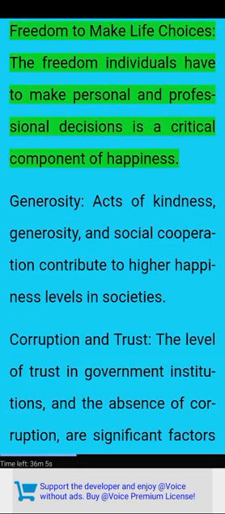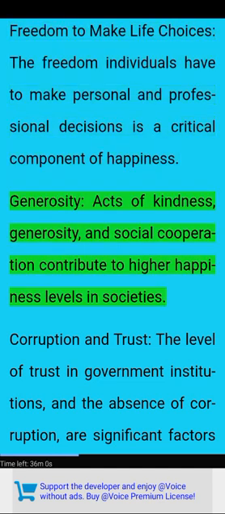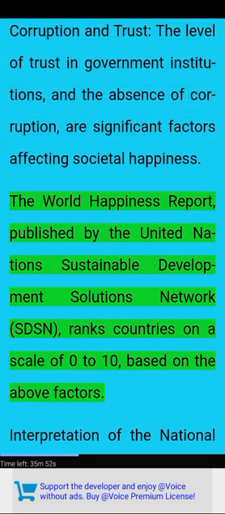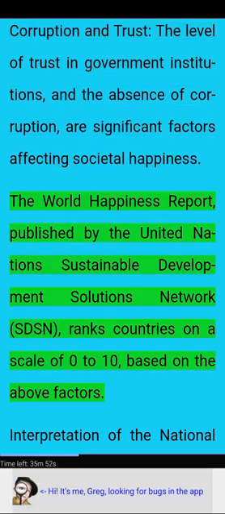Freedom to make life choices. The freedom individuals have to make personal and professional decisions is a critical component of happiness. Generosity. Acts of kindness, generosity, and social cooperation contribute to higher happiness levels in societies. Corruption and trust. The level of trust in government institutions and the absence of corruption are significant factors affecting societal happiness. The World Happiness Report, published by the United Nations Sustainable Development Solutions Network (SDSN), ranks countries on a scale of 0 to 10, based on the above factors.